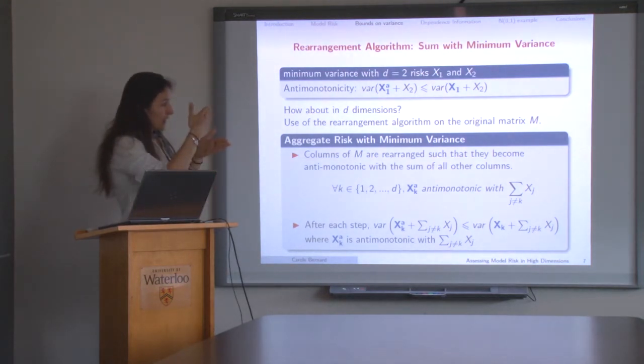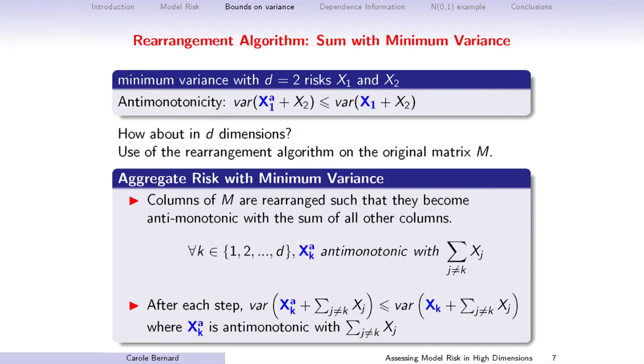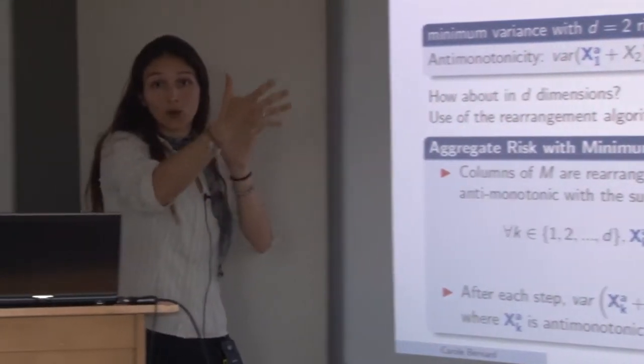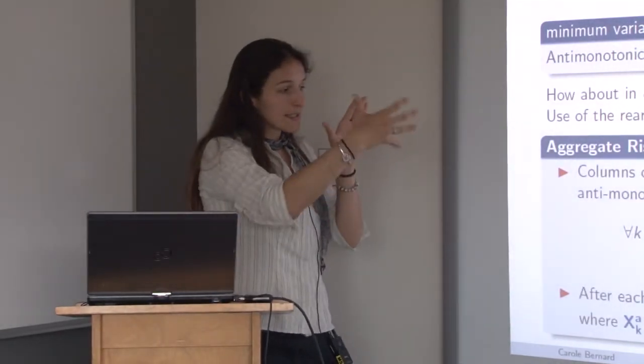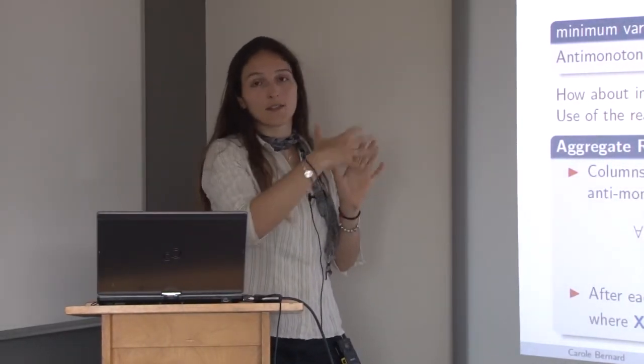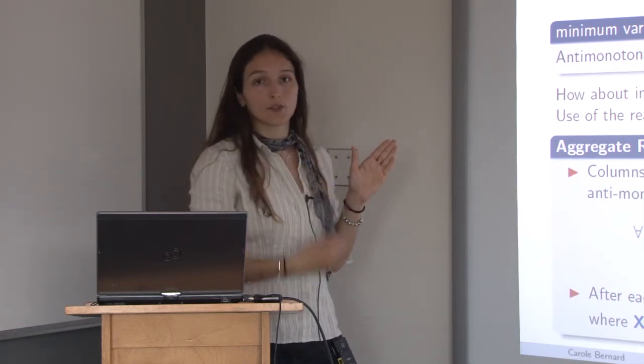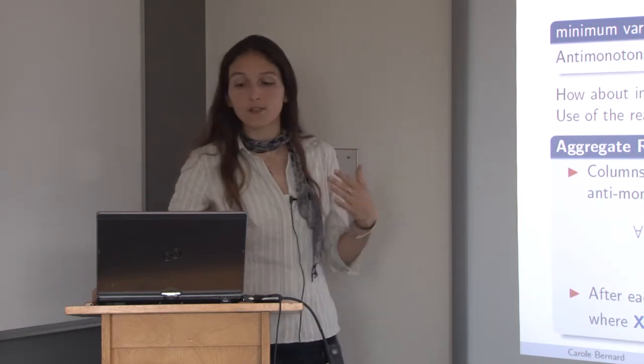When you do that, after each step, you take each column and reorganize it so that the values in the column are antimonotonic, which means in opposite order to the sum of the other columns. And at each step, we know that when we have 2 risks, it decreases the variance. It's actually obtaining the minimum variance for 2 risks. So at each step, the variance is minimized. And you do that for each column until each column is antimonotonic to the sum of the others. Now let's illustrate it on the example, and you'll see it's not that complicated.